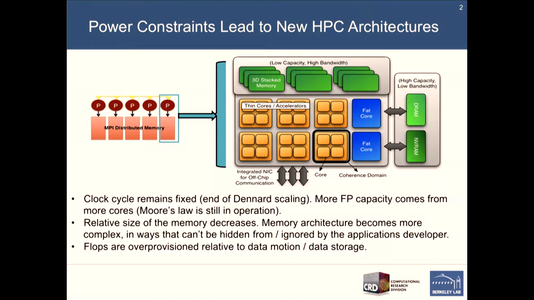So what are the consequences of this from the point of view of programming? The relative size of the memory decreases. You don't have as much memory given the amount of floating point capability. The memory architecture becomes more complex in ways that can't be completely hidden from or ignored by the application developer. Thank God it can be hidden to some extent because these are very complicated systems, but you can't completely ignore it. And the general rule is that flops are over-provisioned relative to data motion and data storage.